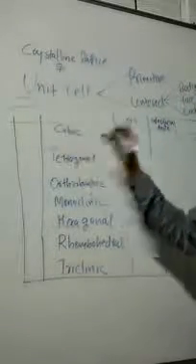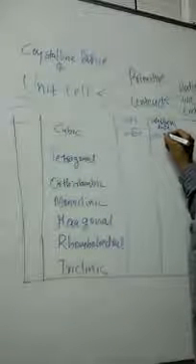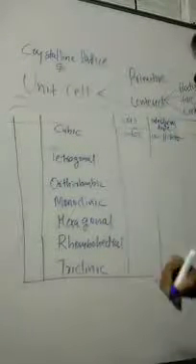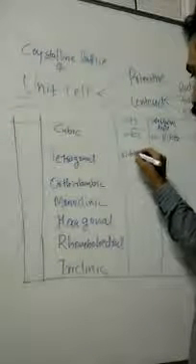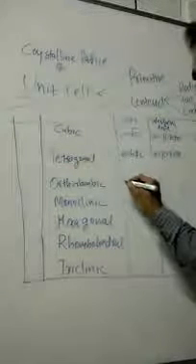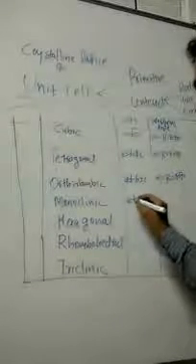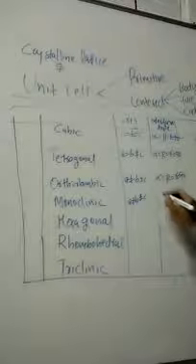For the cubic, the axes are a = b = c, and the three interfacial angles alpha, beta and gamma are all equal to 90 degrees. Tetragonal: a = b ≠ c, alpha = beta = gamma = 90. Orthorhombic: a ≠ b ≠ c, alpha = beta = gamma = 90. Monoclinic: a ≠ b ≠ c, alpha = beta = 90, gamma ≠ 90.